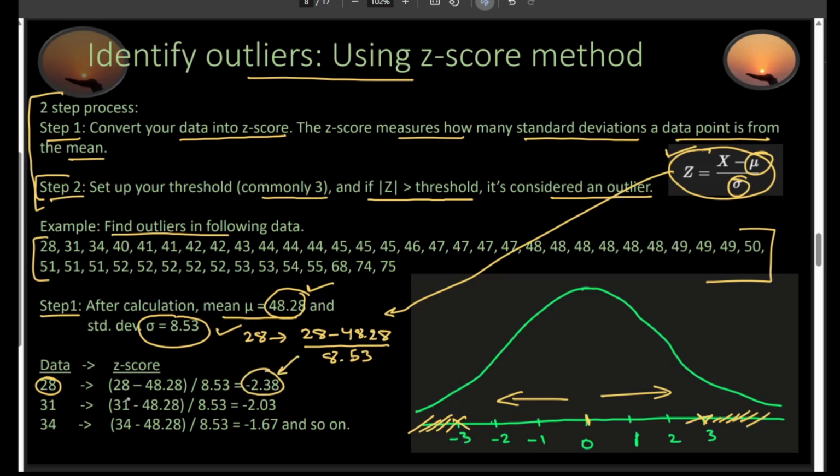Then you can do the same thing with the next one, 31. Calculate the z-score for 31: it will be 31 minus 48.28, same formula, divided by the standard deviation. Your answer would be minus 2.03. Likewise, you can calculate the z-score for the next value, which is 34, and your answer would be minus 1.67. I assume you now know how to calculate a z-score.